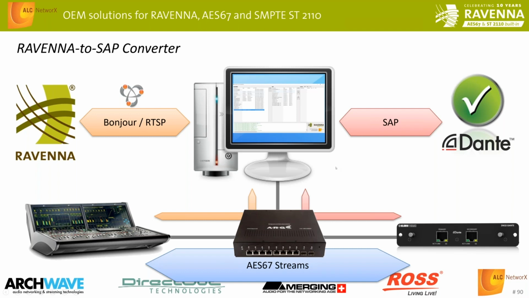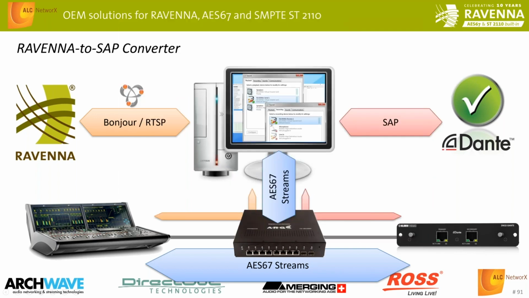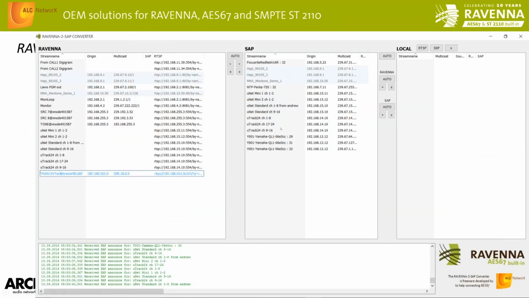Unless you install the Ravenna virtual sound card on it, you have a very handy debugging, monitoring, and work tool where you can receive AES67 streams and also do all the SDP, SAP, Bonjour, RTSP translation on the same machine. So that's basically what is on offer from ALC Networks, helping you to get Ravenna into your products. And that concludes the technical part of it.